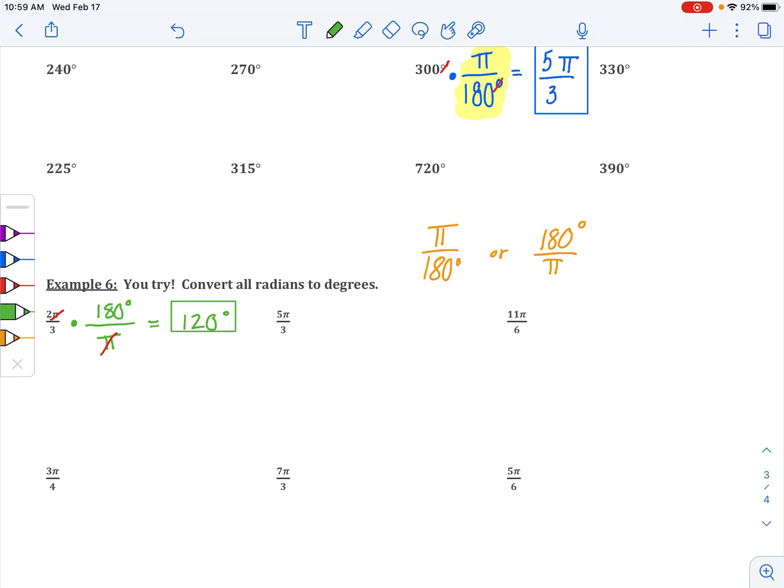Let's do this last one, 5 pi over 6. I need to convert it. Pi is in the numerator, so that means pi is going to go in the denominator, having me use the second conversion. When I multiply across, my pi's will cancel. I'm going to be left with 5 times 180 degrees divided by 6, which is 150 degrees.